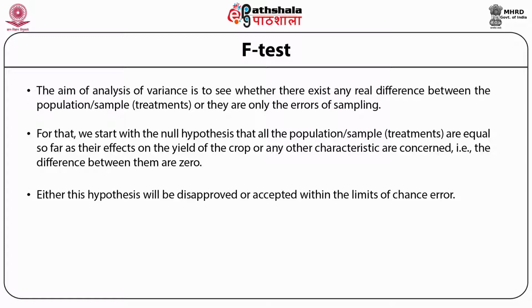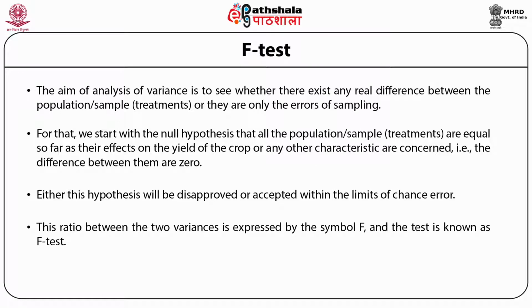This can be tested by calculating the ratio between the sample variance and error variance and then testing its significance by comparing it with the expected value of the variance ratio at the desired probability level. This ratio between the two variances is expressed by the symbol F, and we call it the F test or the F ratio.